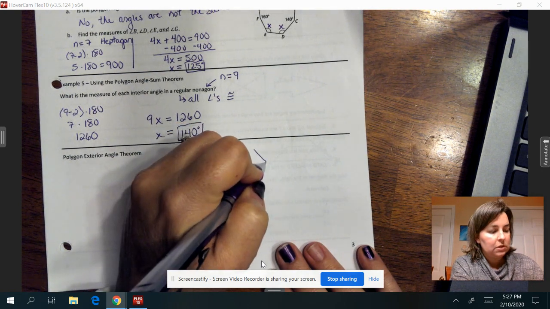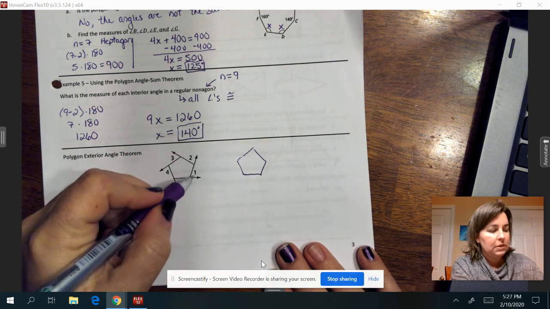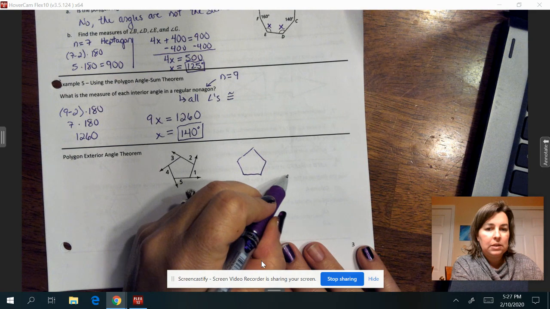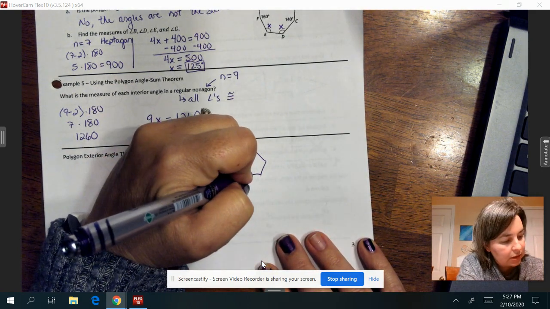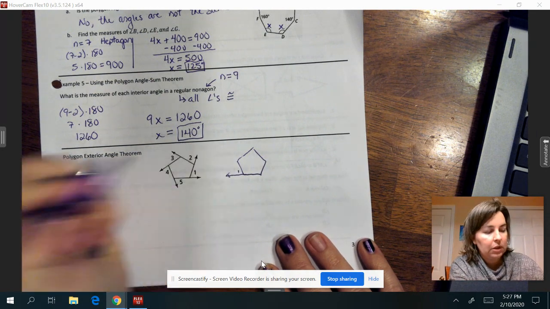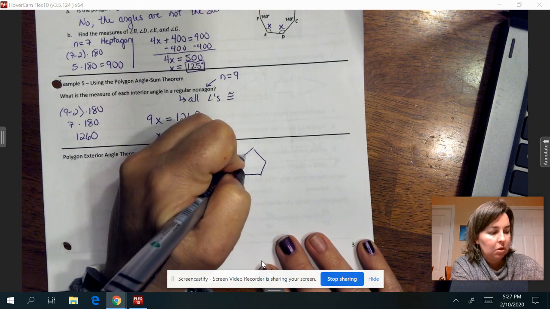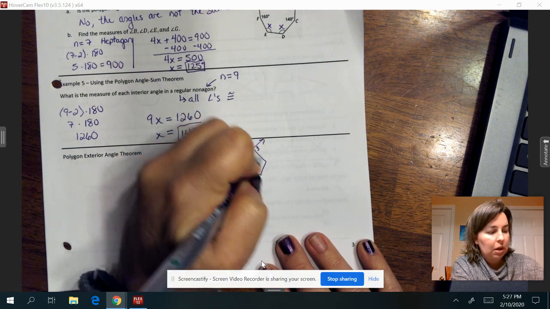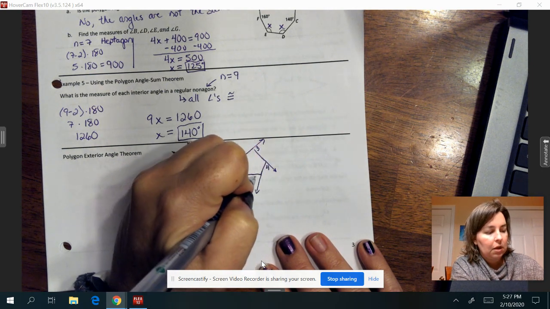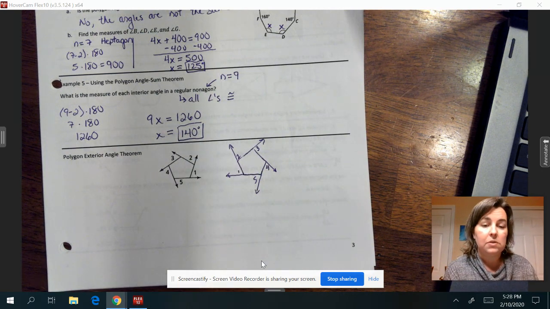Let me see if I can just do that real quick. So this angle 1 I got when I extended this bottom side to the right. So if I extend it to the left this way, that'd move your angle 1 over here. And then you can do the same thing with 2 and 3, 4, and 5. Okay, so those are another way to draw the exterior angles of a polygon.